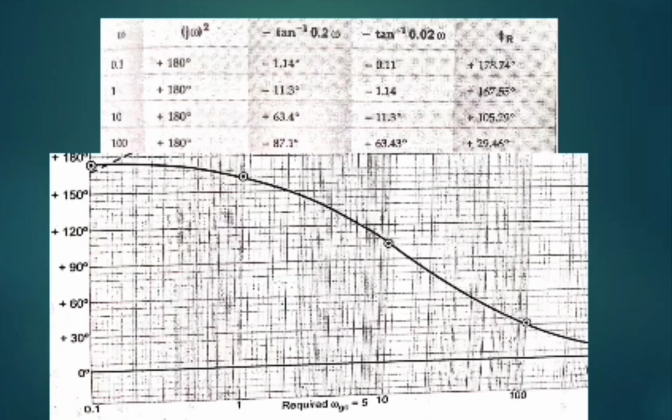Now plotting the phase plot, we get at 0.1 plus 178.74. So 0.1 is here, marking with 178.74, and next is 1. So 1 is here with 167.55 degrees, and the next point is at 10, which is 105.29. Similarly, at 100 we are going to get plus 29.46. So now joining the points, we get this graph.